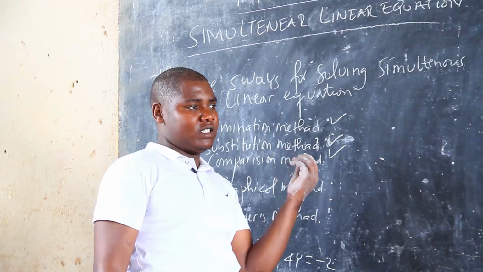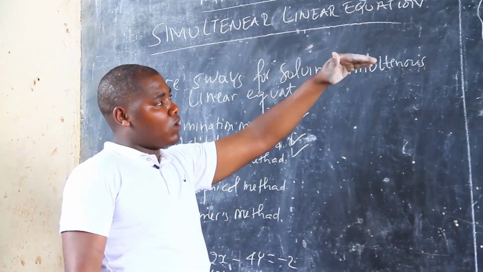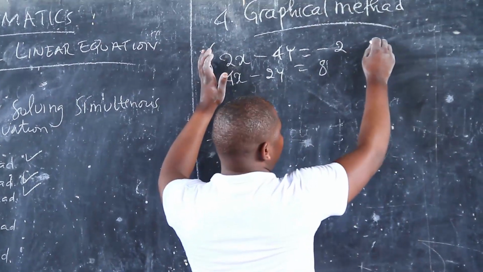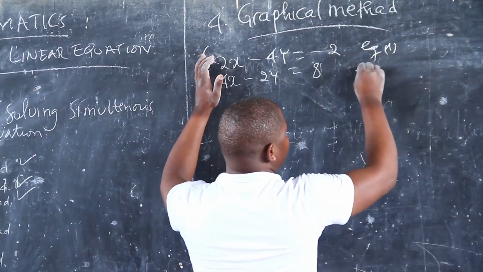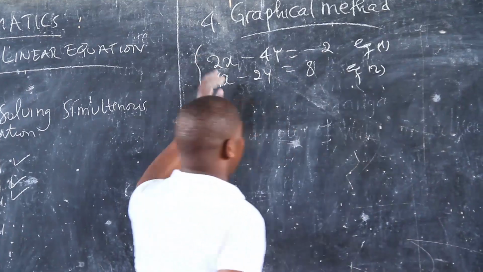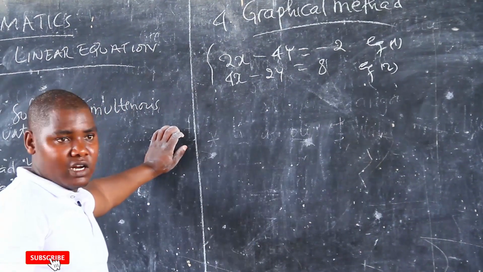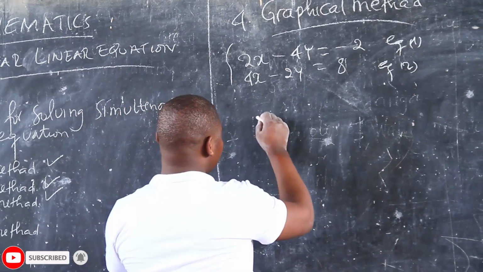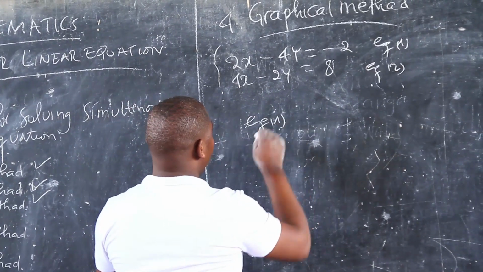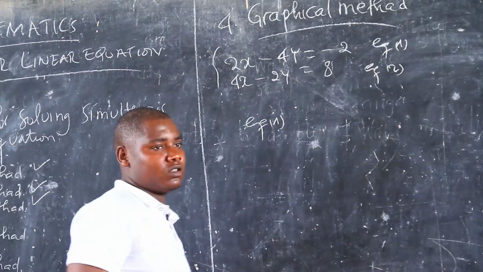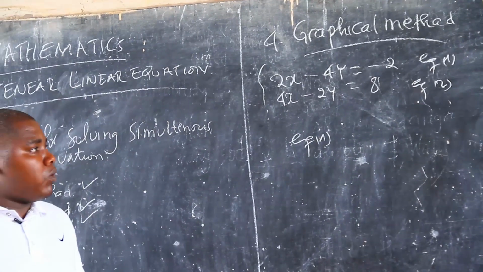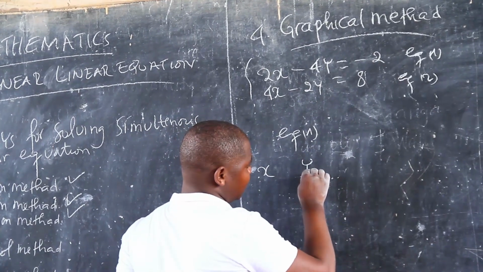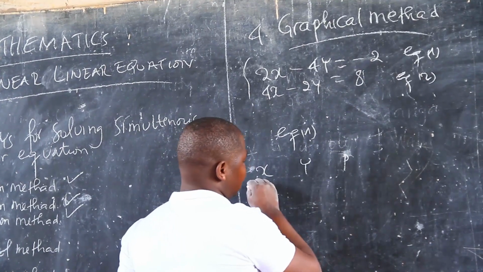The graph has the coordinates, the y and the x. In the graphical method, we have equation 1 and equation 2. What can I do? What can I think? When you have equation 1, we have x and 2y. We are going to find what we call coordinates or points. We have x, y, and the points.